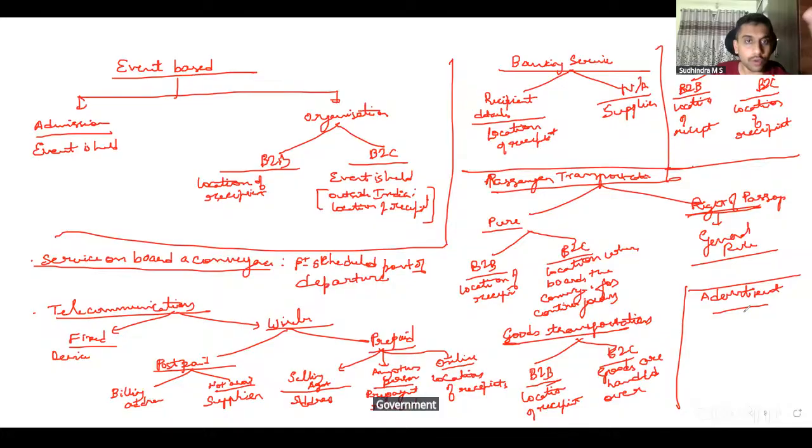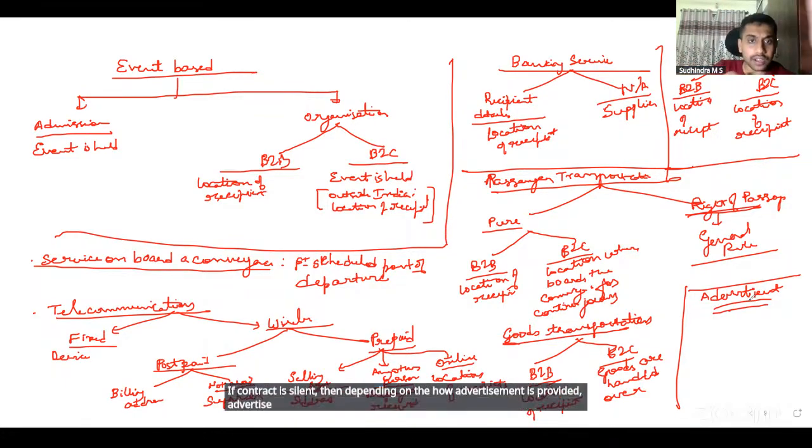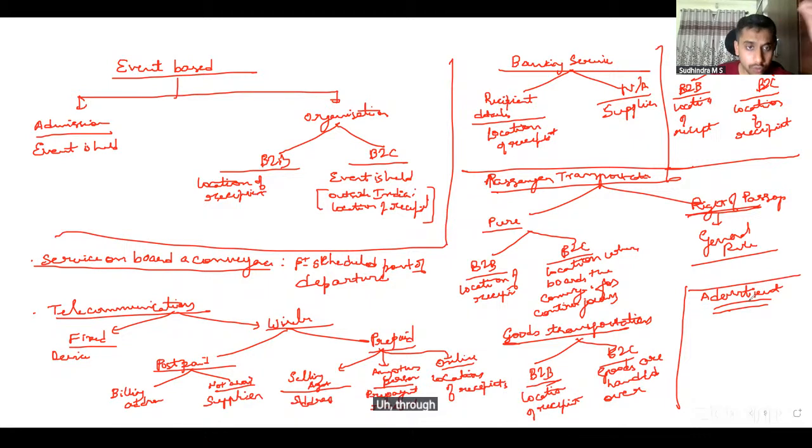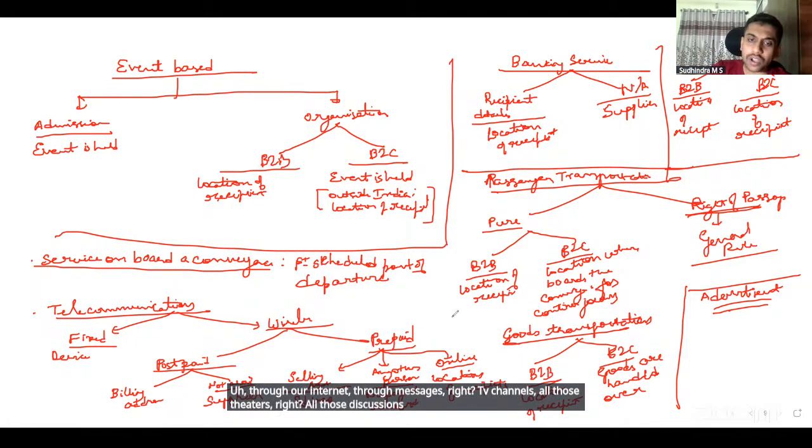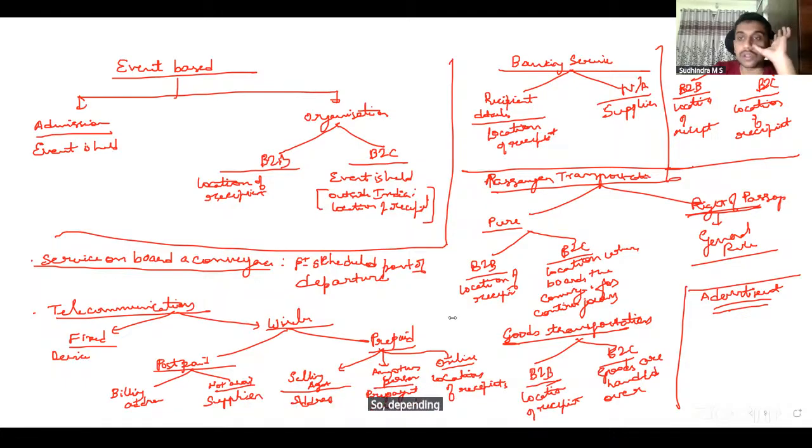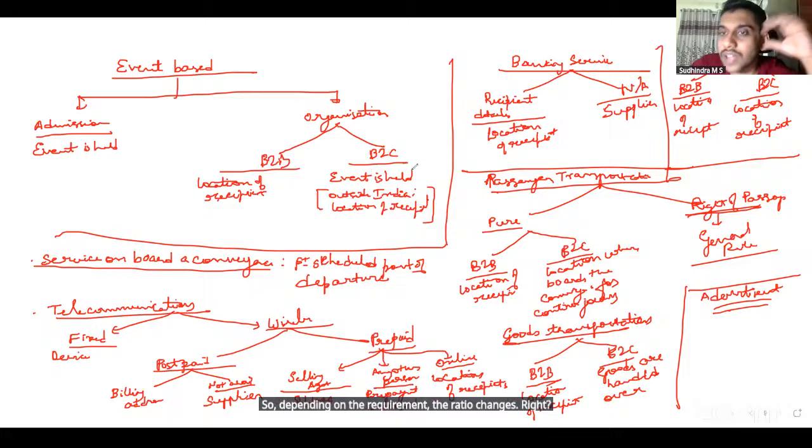Now, apart from that, we discussed advertisement service to government. It depends on how we have to go with the contract. If the contract is silent, then it depends on how the advertisement is provided: on hoardings, on trains, on railway tickets, through the internet, through messages, TV channels, theaters. All those discussions we had there. So depending on the requirement, the ratio changes. These are the main concepts that we have.